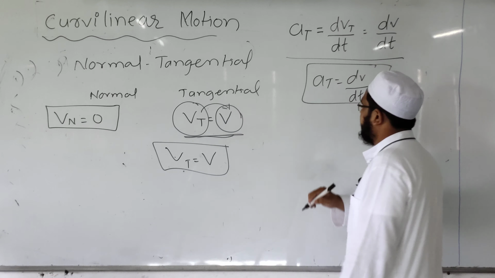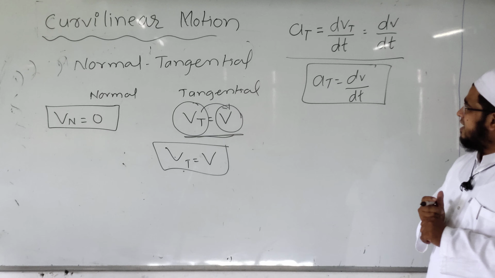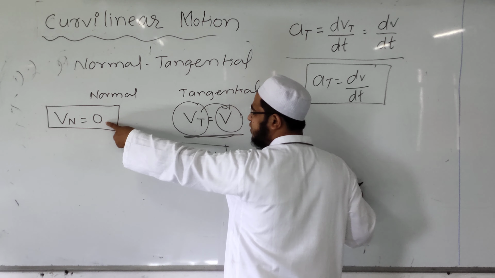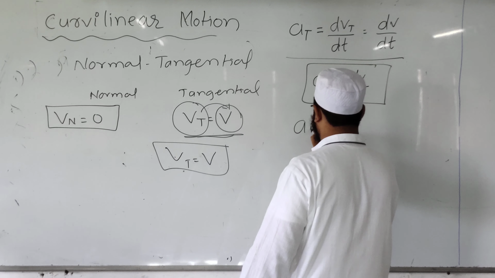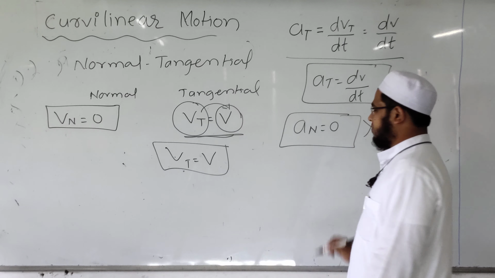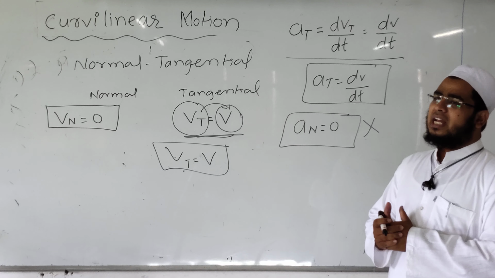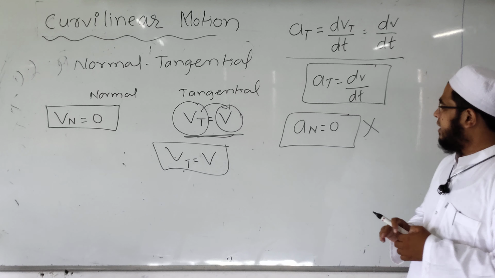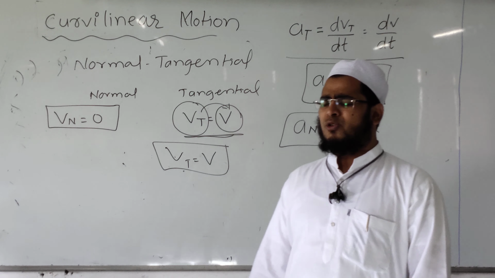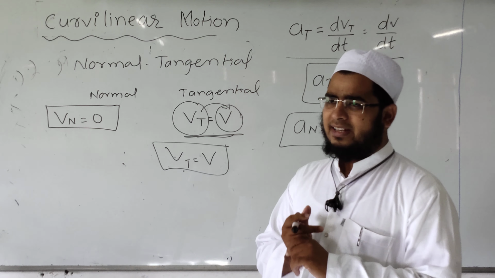But a student can say that as the normal component of the velocity is 0, therefore the normal component of acceleration is also 0, but it is wrong. It is not 0. You will say why? We know that there is a mathematical expression to get the formula for the normal component of acceleration, but I will not go for that expression. I will just explain the concept behind it.